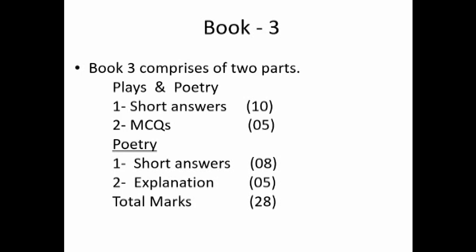The second portion of Book 3 comprises poetry and there are 20 poems in your syllabus. There will be 2 questions from this portion. First question of course again is of short answers. It carries 8 marks. And the second question is explanation with reference to context. It carries 5 marks. In all, Book 3 carries 28 marks.